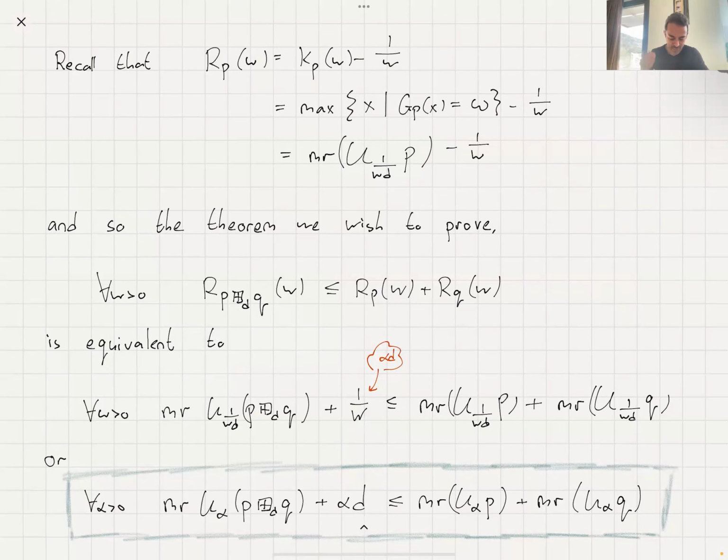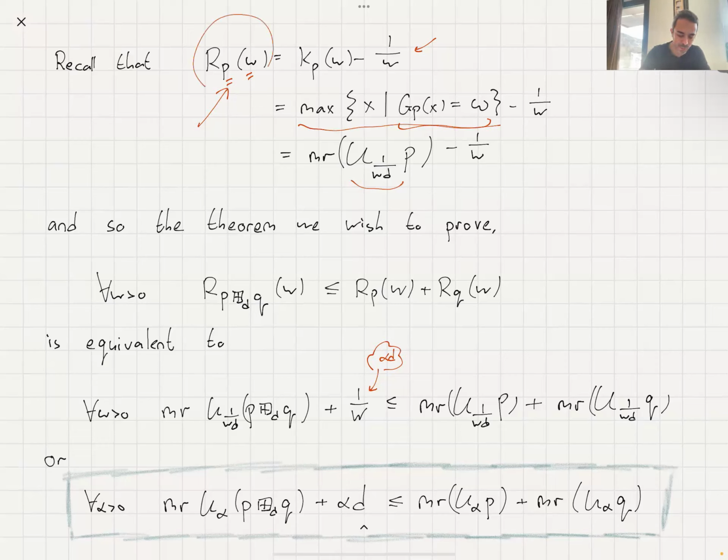But just before that, let me do a little bit of a massage to the R transform theorem that we are trying to prove. So recall that the R transform for a polynomial at the point W is the corresponding K transform shifted by 1 over W. And the K transform, if you recall, was defined for the finite case as the maximum solution to this equation. And we defined the U operator to be such that it exactly captures that. So the maximum root of the U operator applied to P is exactly this thing.